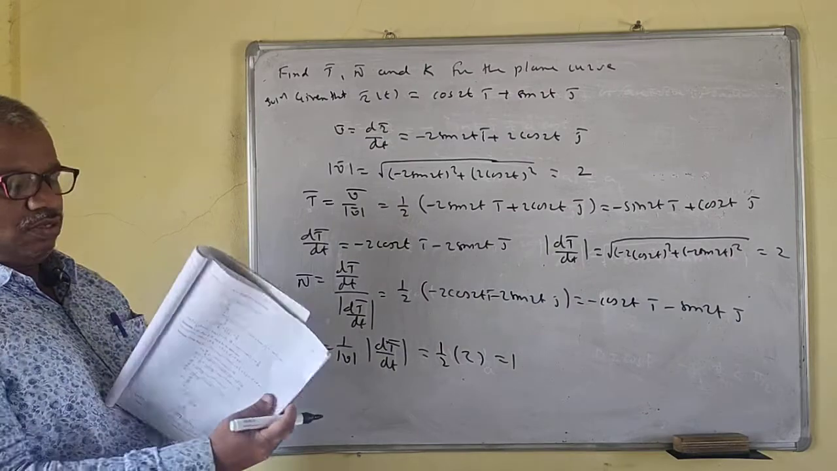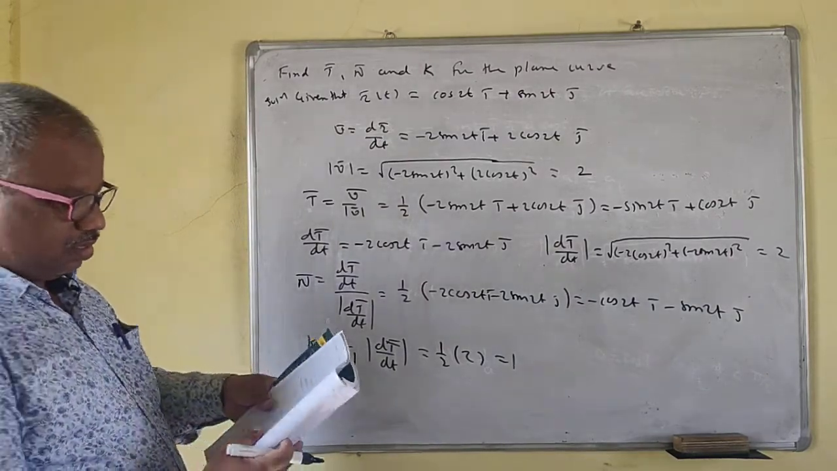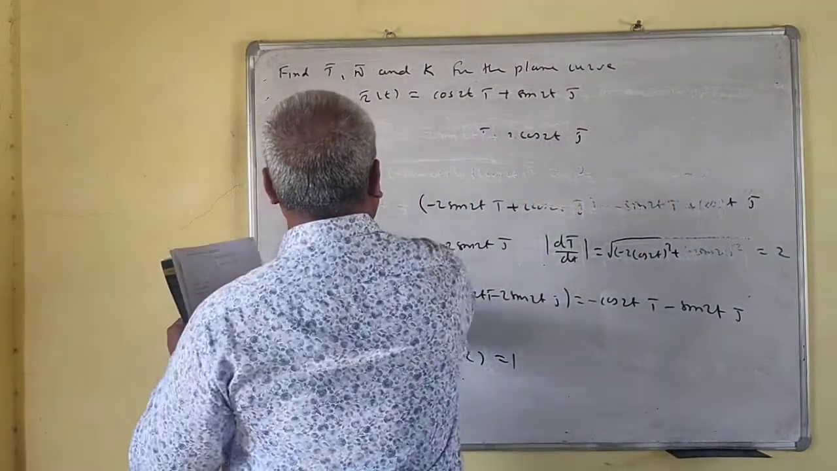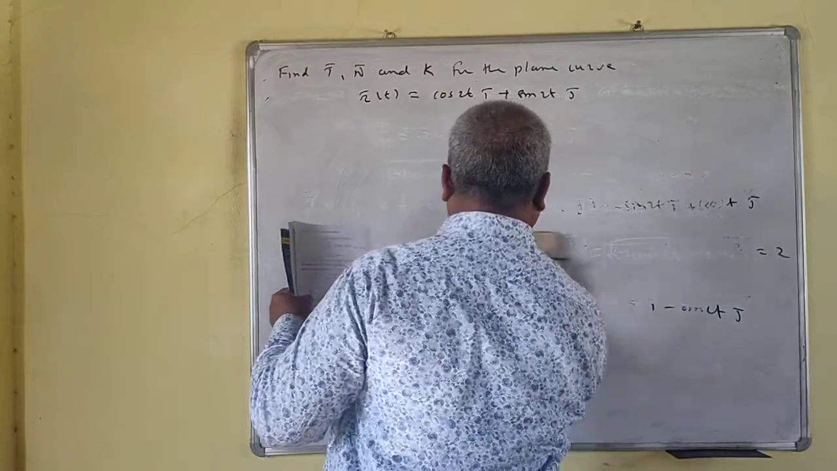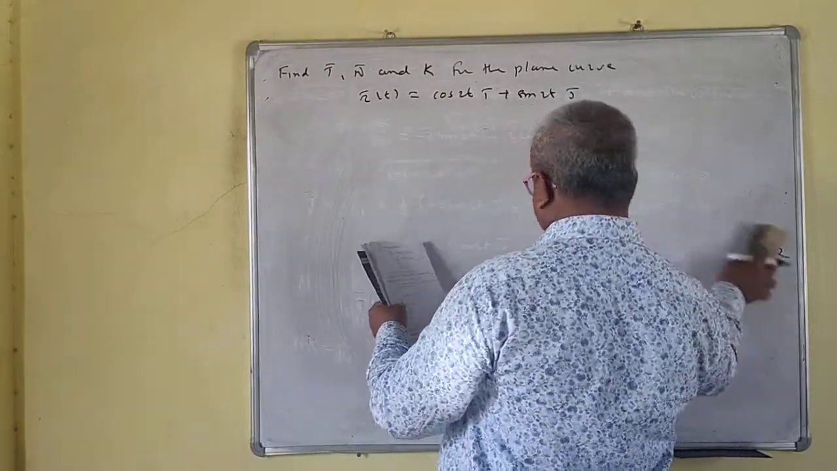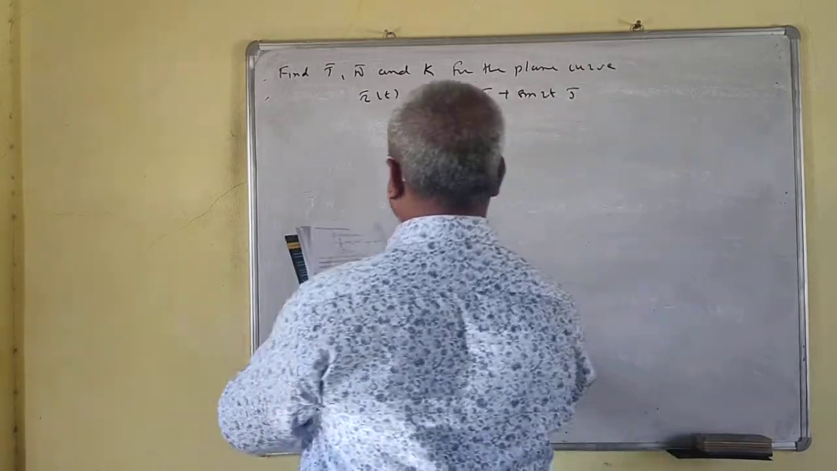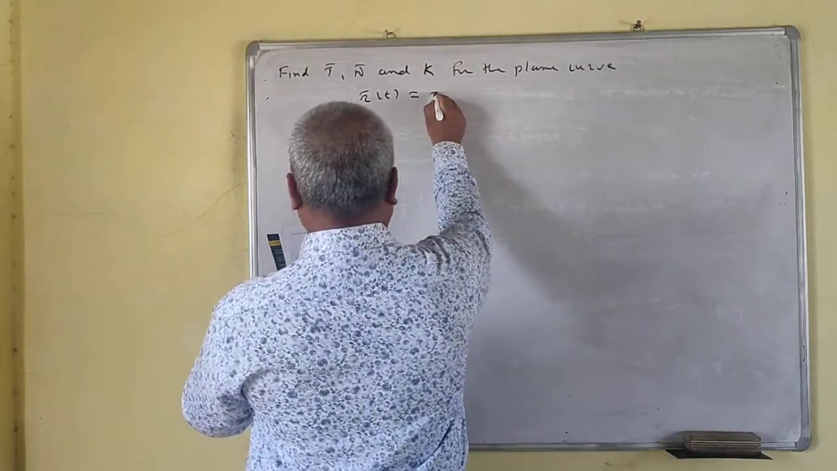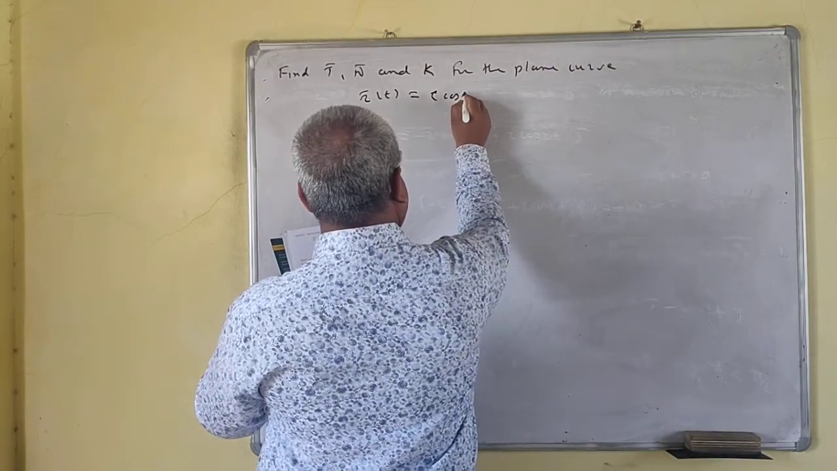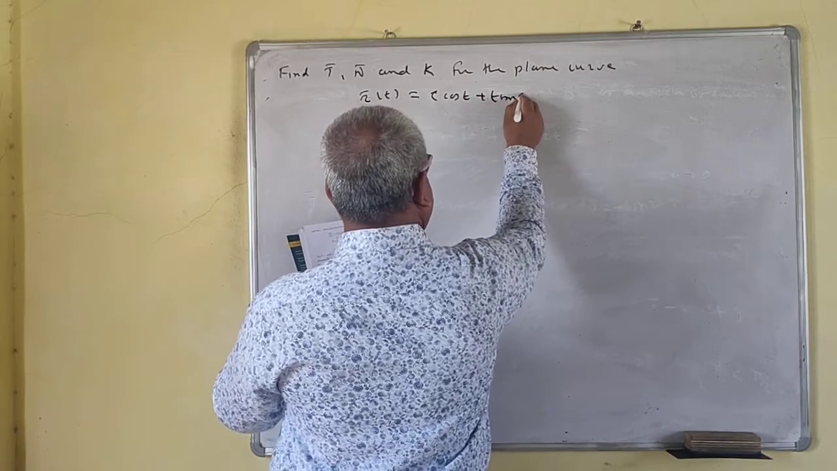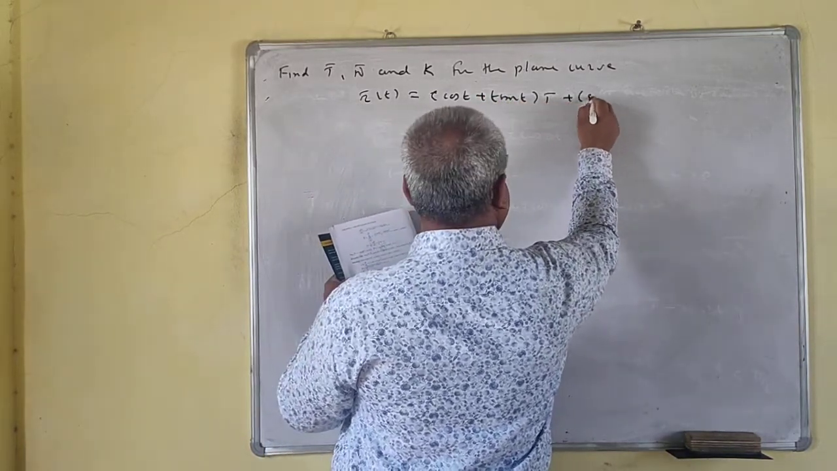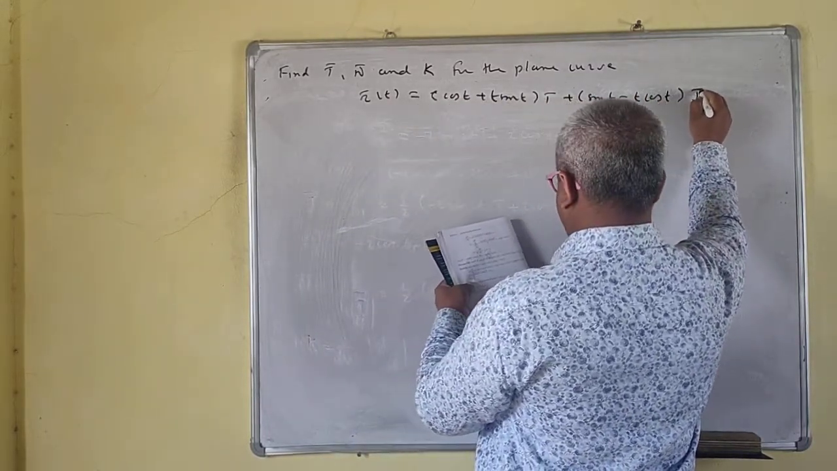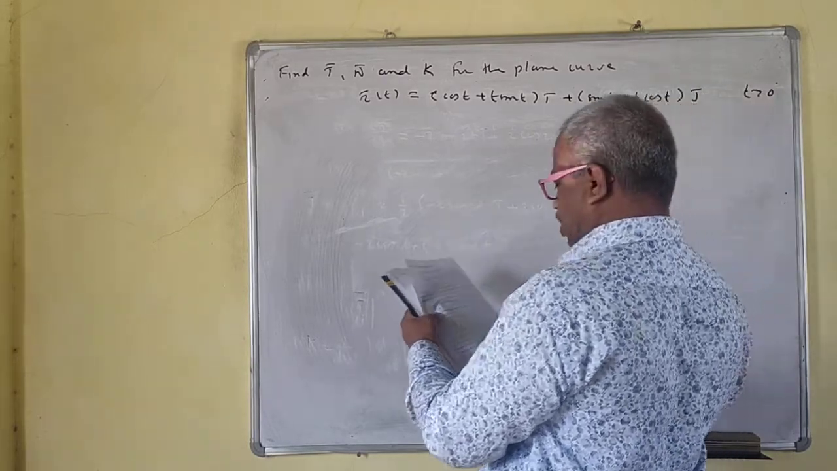Okay, so now this is very simple. Find T bar, N bar, N cap, and k for the plane curve. Now the curve is complicated here. R bar of t is cos t plus t sin t i bar plus sin t minus t cos t j bar, where t greater than 0 is provided to you. Okay.